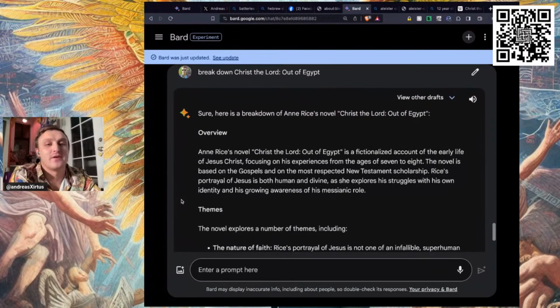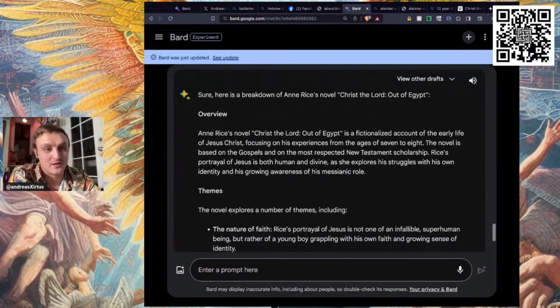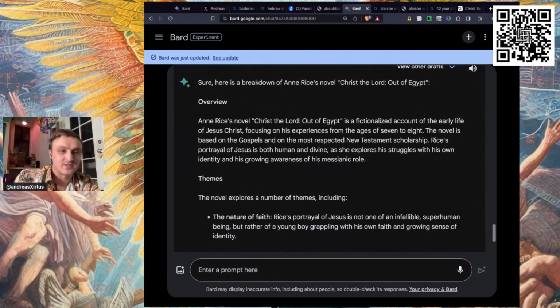Sure, here's the breakdown of Anne Rice's novel, Christ the Lord: Out of Egypt. Overview. Anne Rice's novel, Christ the Lord: Out of Egypt, is a fictionalized account of the early life of Jesus Christ, focusing on his experiences from the age of 7 to 8. The novel is based on the Gospels and on the most respected New Testament scholarship. Rice's portrayal of Jesus is both human and divine, as she explores his struggle with his own identity and with growing awareness of his messianic role.